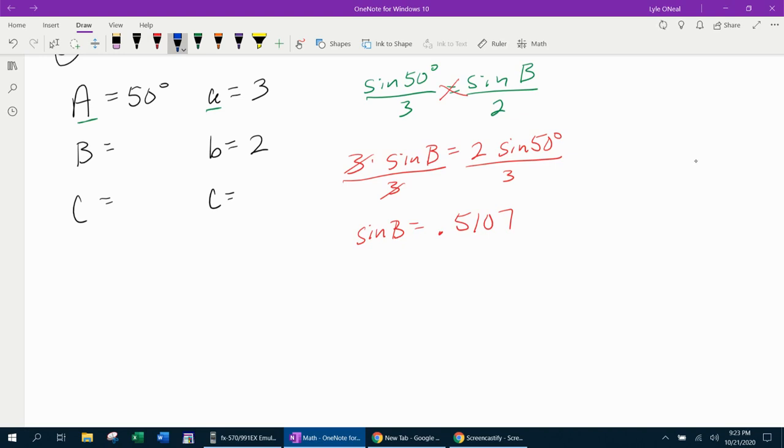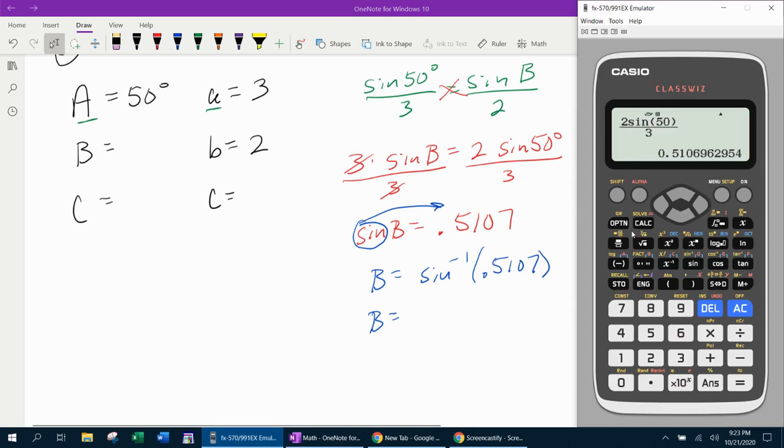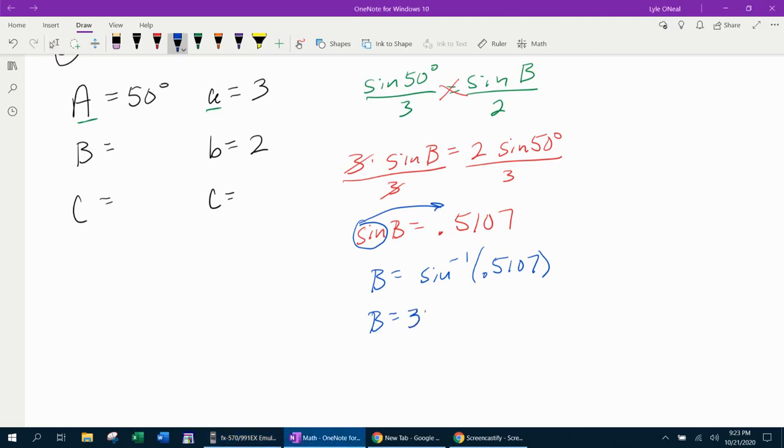Next, to solve for angle B, we're going to move the sine over. That's going to turn that into inverse sine of 0.5107. And again, we're going to have to go back to the calculator. And we're going to do the inverse sine of the previous answer. Now, when you use previous answer like this, it actually uses all of those decimals, and it makes the answer as accurate as possible. Again, we're going to round to the nearest tenth, 30.7, and that's going to be degrees.